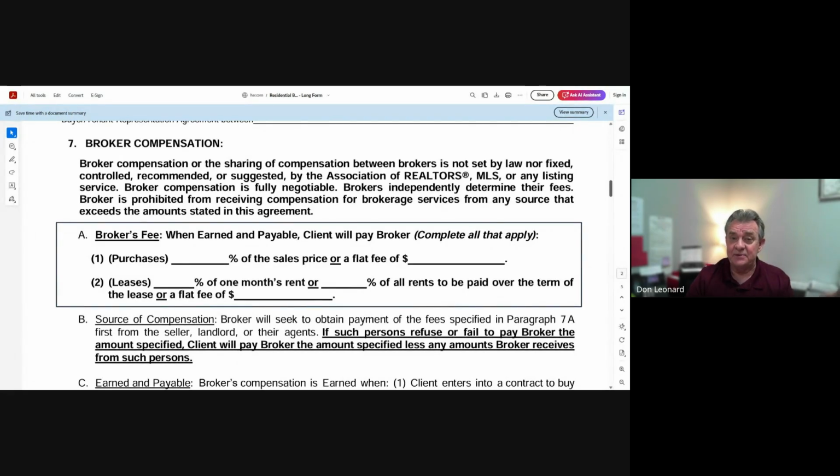There's nothing to stop us from asking for it. If you decide, buyer, that the property you want to go and look at is not going to pay me the amount of money and you don't want to pick up the difference, then we won't go look at it. Well, what if I want to see it? Well, then you're going to have to make that decision as to whether or not it's worth it to you.